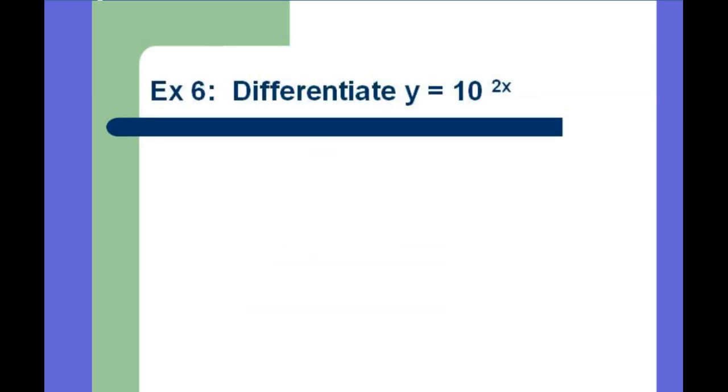Okay, 10 to the 2x. So dy dx equals 10 to the 2x, just like it's the same as e to the u, times the derivative of 2x. Derivative of 2x is 2, times the natural log of a, which is the natural log of 10.